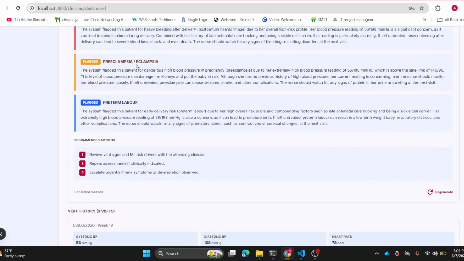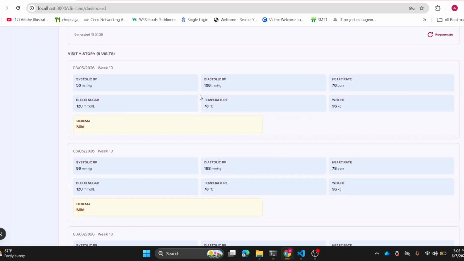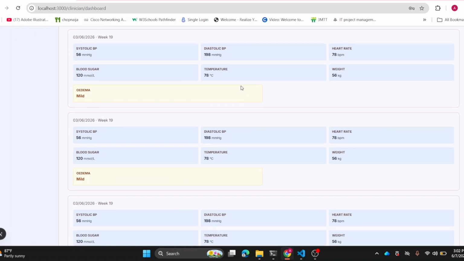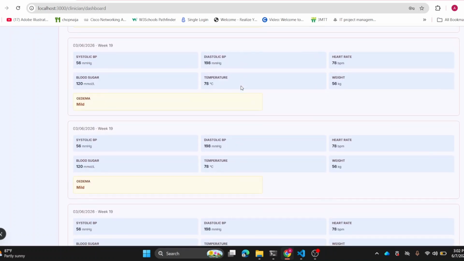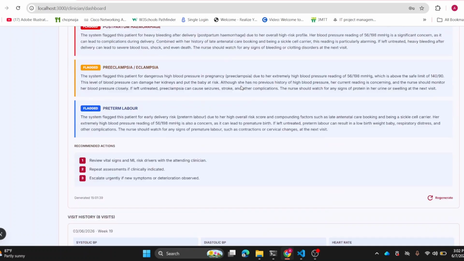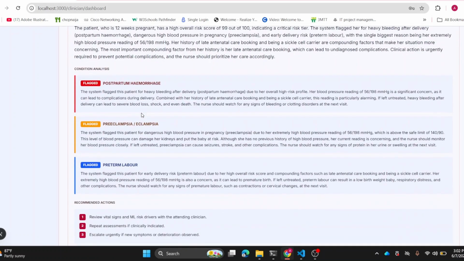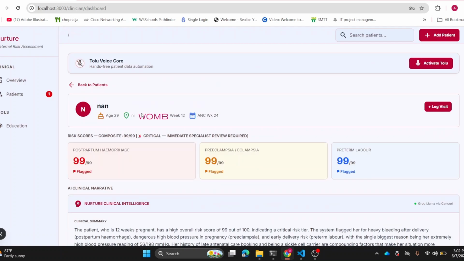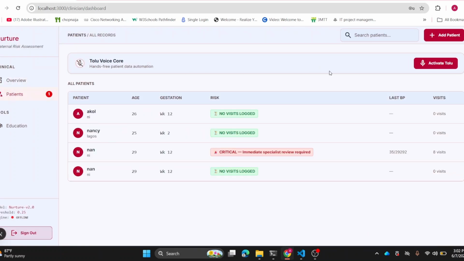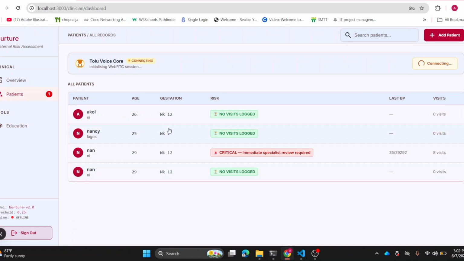Currently, for this patient, we collected 8 logs. Some of the things that made this patient flagged: a temperature of 78, which is obviously very high. Those are some of the reasons this patient was flagged, and then there's a detailed overview as to why. We also have a voice assistant here to help with that.